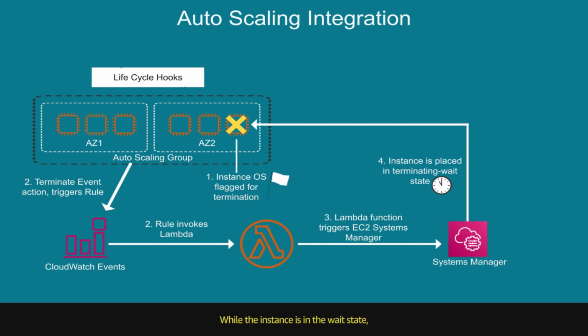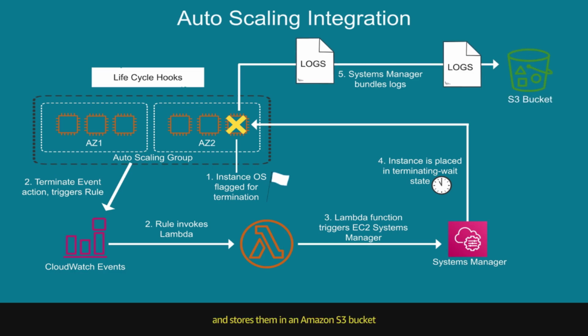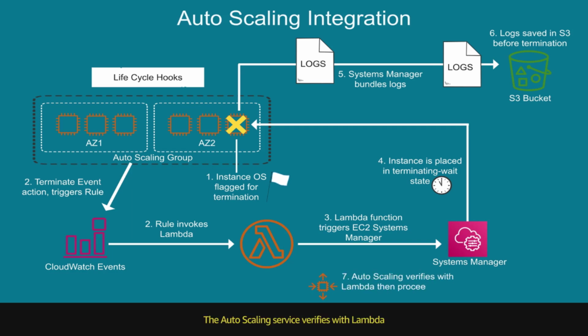While the instance is in the wait state, Systems Manager bundles the application logs on the instance into a zip file and stores them in an Amazon S3 bucket before termination is complete. The auto-scaling service verifies with Lambda that the log-saving process is complete before it resumes terminating the instance. With this automation, you can save application logging information before instance termination to aid in diagnosing any application issues.